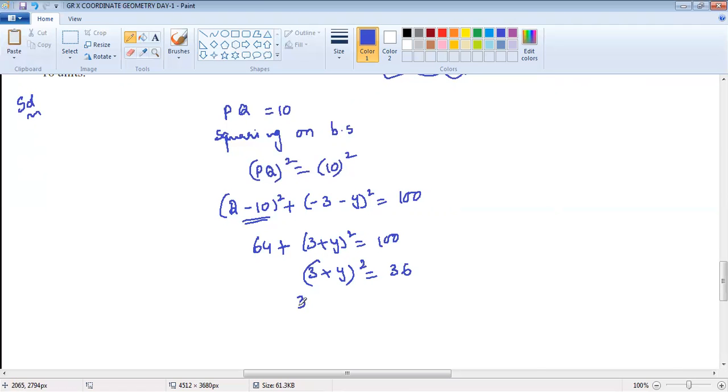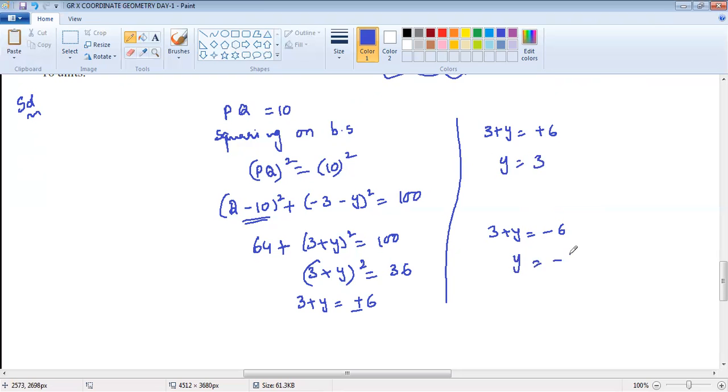And the square, if you send it to the other side, square root: 3 plus y is equal to square root of 36, which results in plus or minus 6. So 3 plus y once you take plus 6, and 3 plus y once you take minus 6, then y is equal to 6 minus 3, which is 3, and y is equal to minus 9. Therefore, the values of y will be 3 or minus 9.